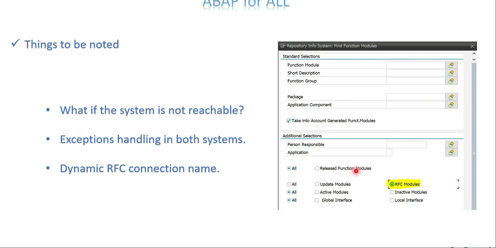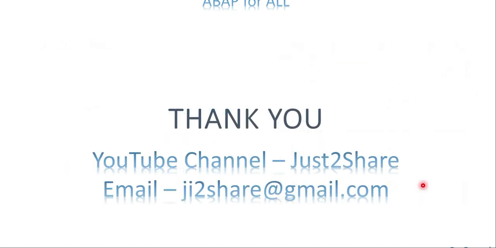It will give an option to select only RFC function modules. So maybe I can give here Z star and RFC module. So that listed only the remote enabled function modules for me, not all the function modules. Okay, so this is just a point for you. And then, yeah, that's it. So now you have a clear idea.